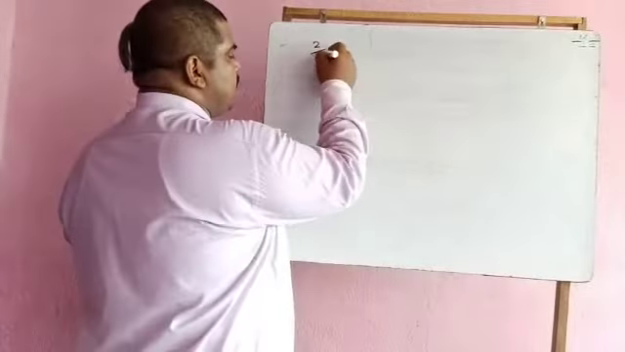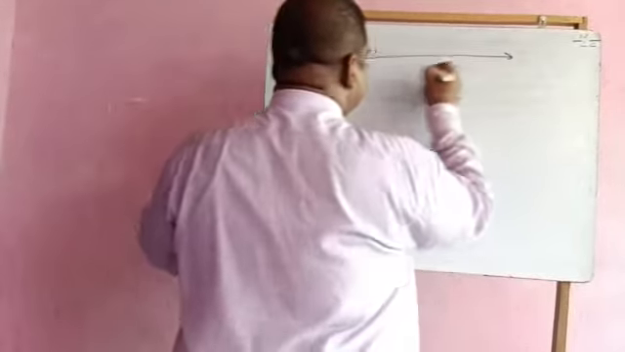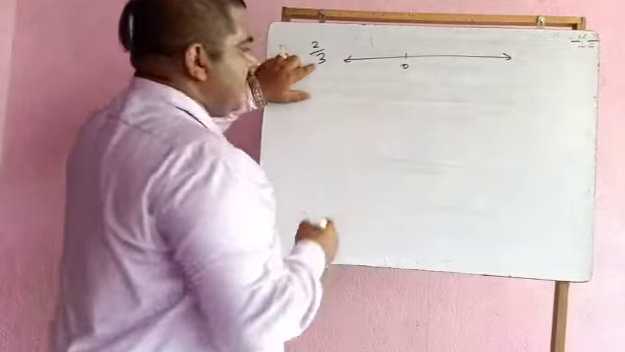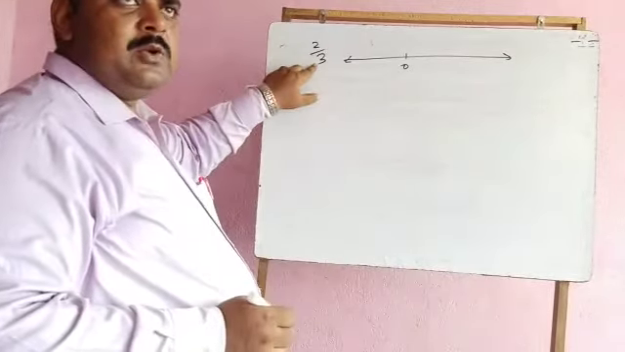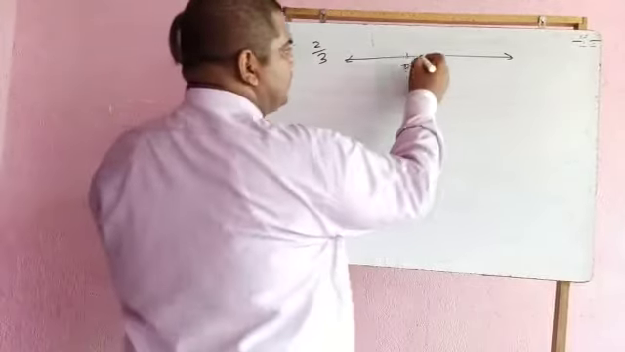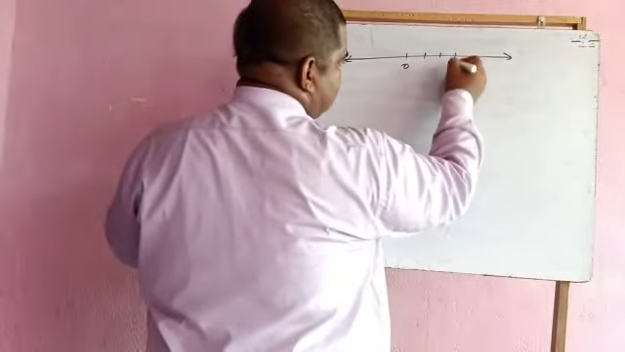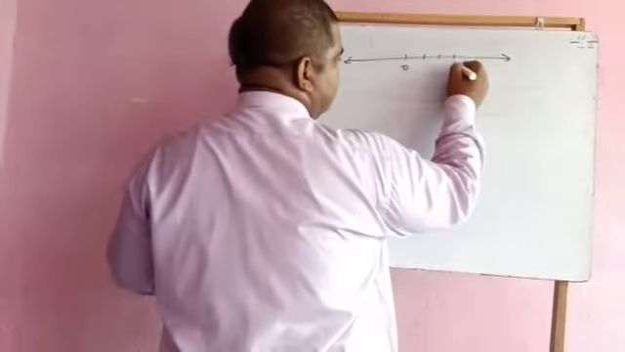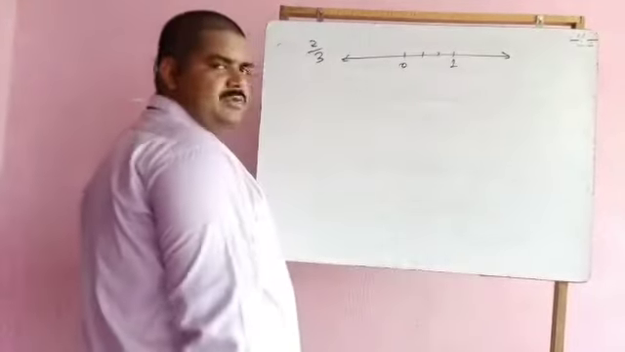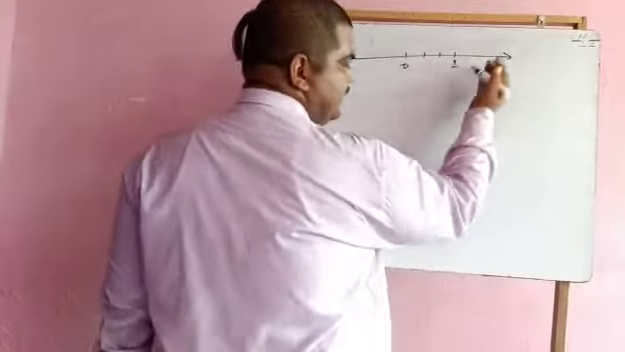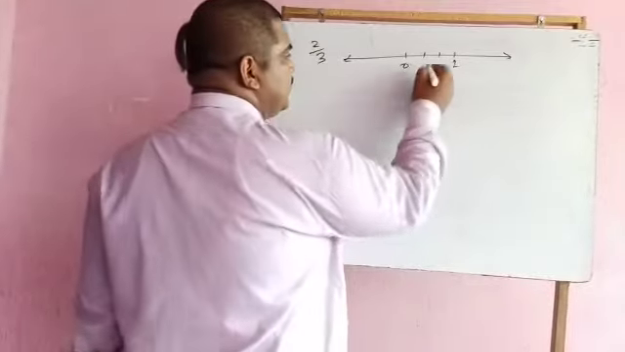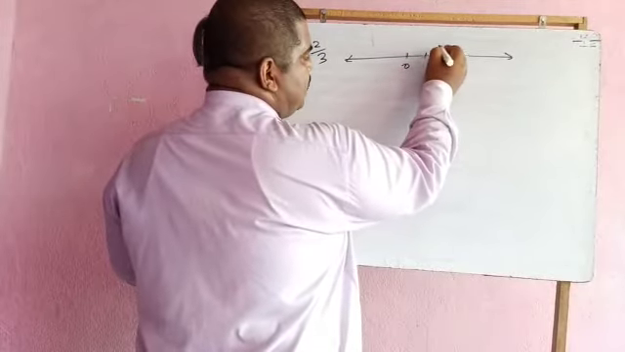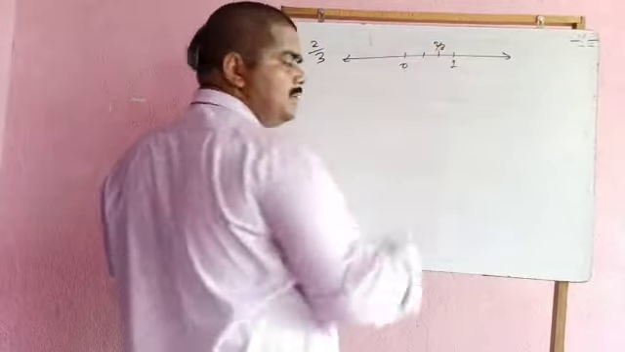To express 2 upon 3, my dear students, you have to draw a line, mark 0, and pay attention. Here the denominator is 3. So you have to take 3 equal marks on this line, and then mark the third mark as 1. Then it has been divided into 3 equal parts. Each part is 1 upon 3. So this is 1 upon 3 and this one is actually 2 upon 3.